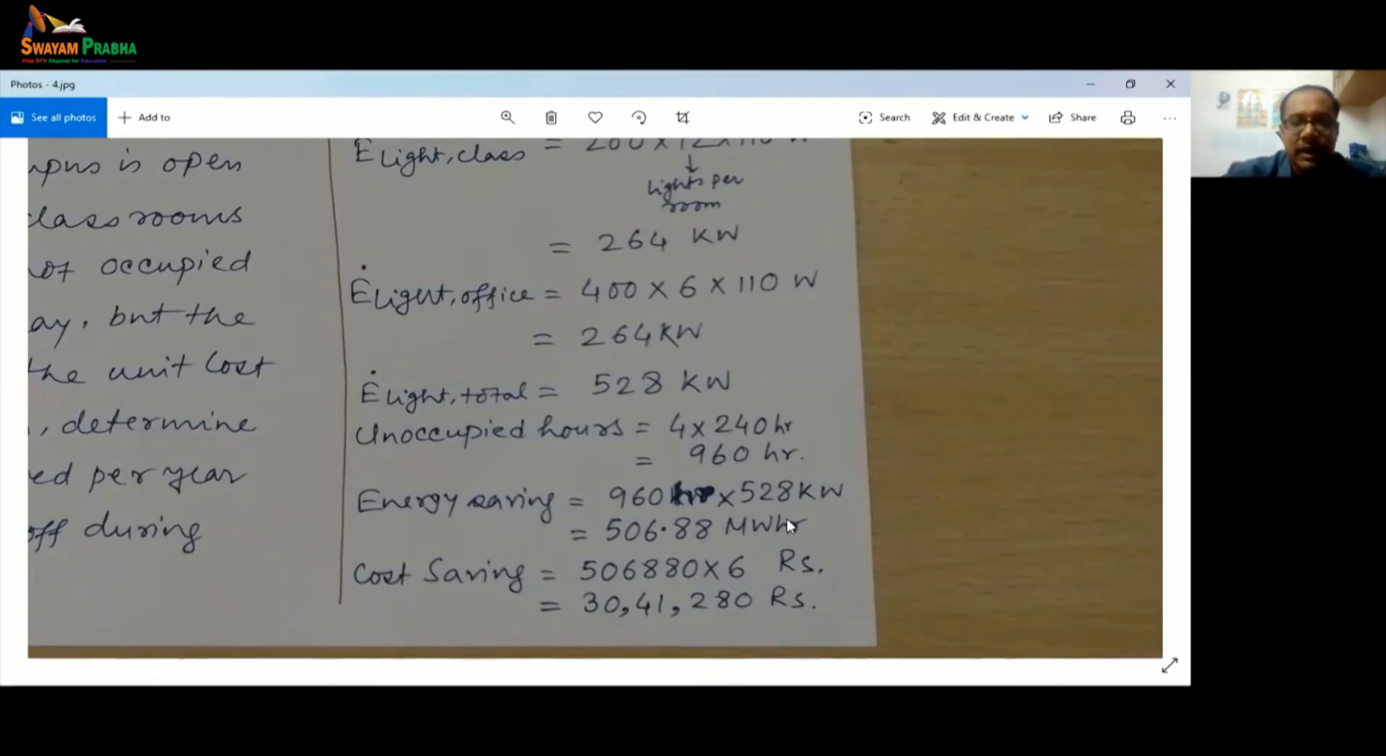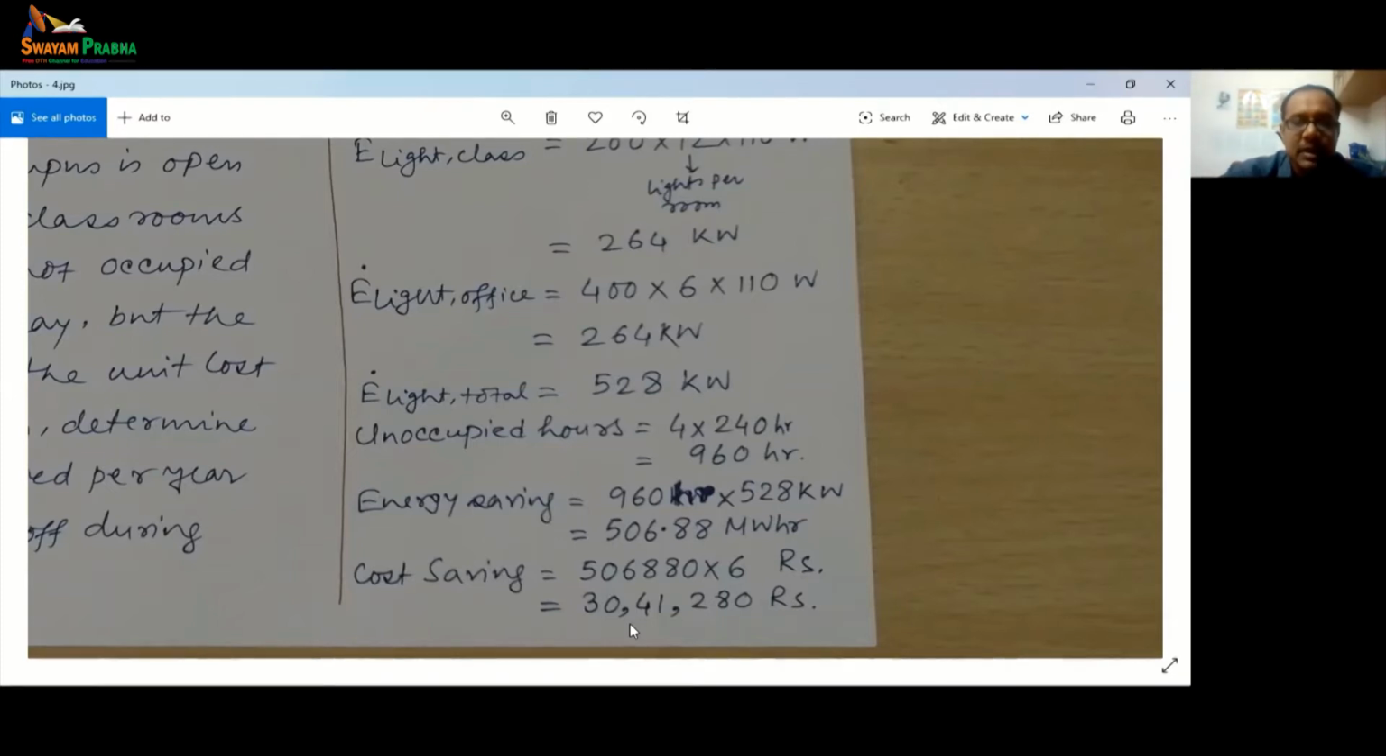So this much energy you are saving by not hurting anything. You are just practicing switching off your lights and fans when you leave any room, in your house, in your university, in your office, wherever. This simple practice can save you this much energy. And in terms of cost or money, how much is that? We have taken 6 rupees per unit as the cost. So in money, that's 30 lakhs 41,280.